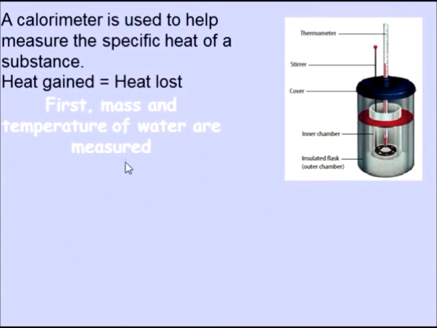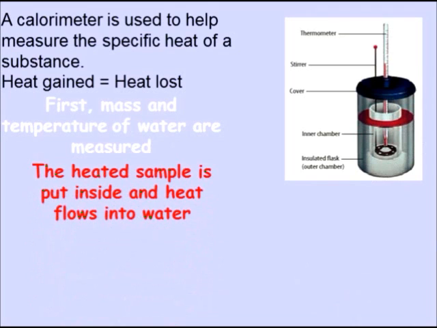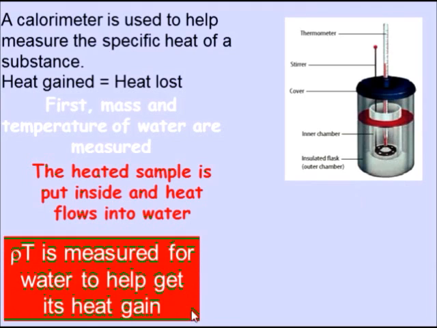First, the mass and the temperature of the water are measured. So you have the mass of the water and the temperature on the outer chamber. Then they take the sample, put it inside the inner chamber, which is heated and put inside the water. The change in temperature is measured for the water to get the heat that it gains.